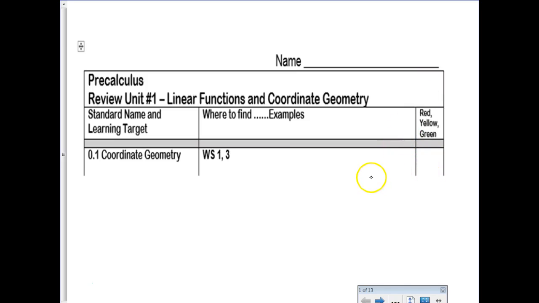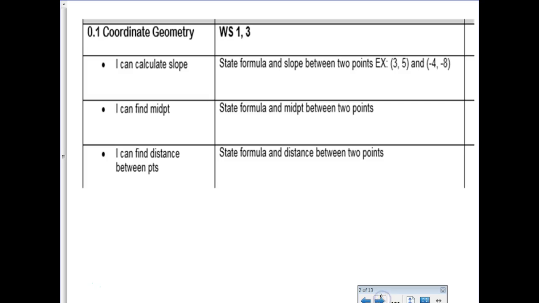So if you're looking in your packet, worksheets 1 and 3 are some good worksheets to look at, or if you go back to the posted slides or the answer keys that are on Google Classroom. Some concepts that you need to be able to do. So you need to be able to come up with the slope formula and also execute and calculate the slope between 2 points. So remember, our slope formula is y2 minus y1 over x2 minus x1.